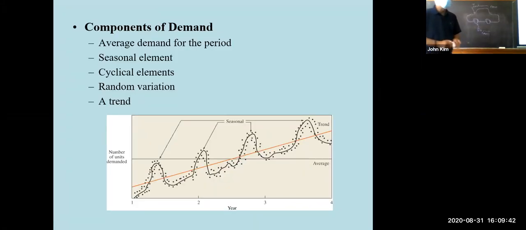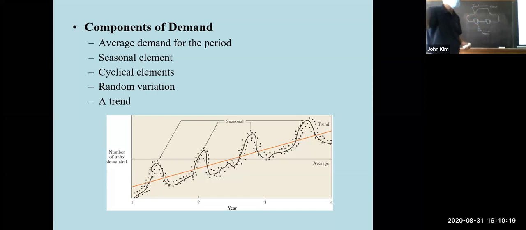Components of demand. If demand goes up and down, like this, actual demand, then there are components. First, average demand for the product. Here, this line, average demand, is calculated by adding all demands during the period and dividing by the number of terms.